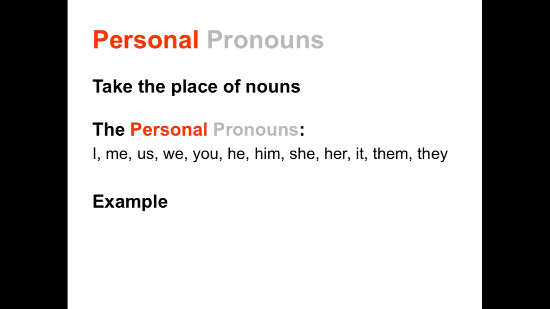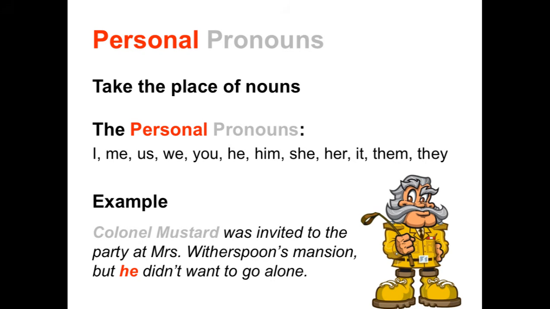And here's an example of a sentence using a personal pronoun. Colonel Mustard was invited to the party at Mrs. Witherspoon's mansion, but he didn't want to go alone. The personal pronoun he takes the place of Colonel Mustard's name in this sentence. It makes the sentence more efficient. Instead of repeating Colonel Mustard's name over and over again, the speaker substitutes the word he.